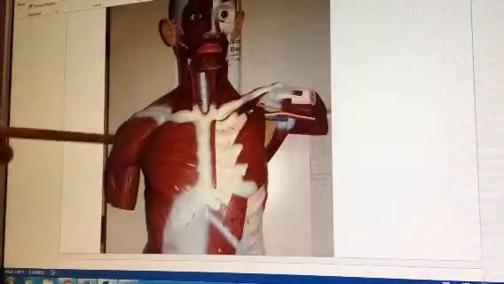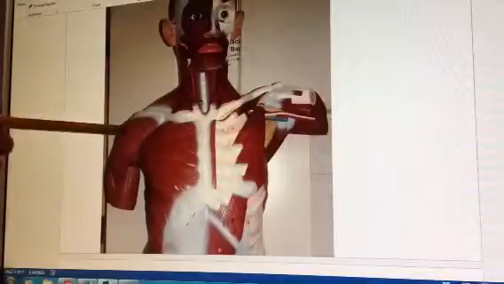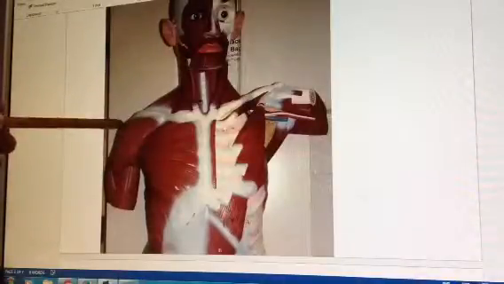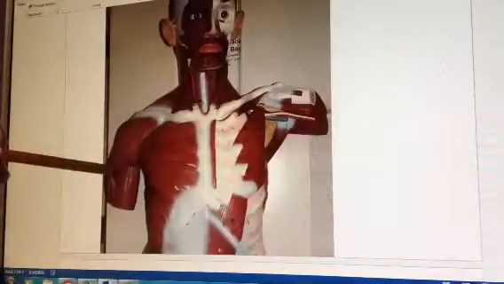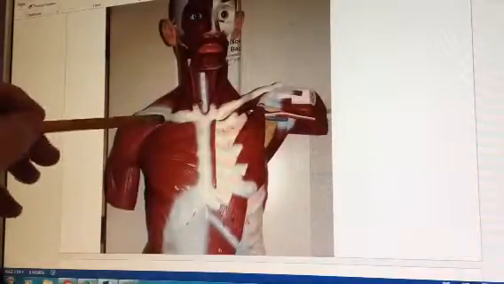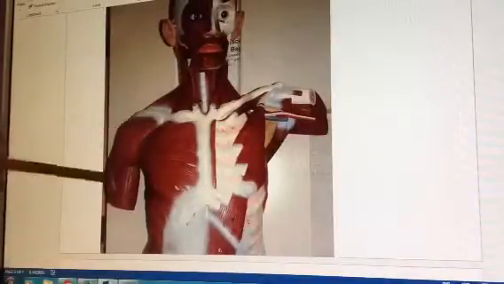Then we have the deltoid muscle over the shoulder. It's a triangular muscle and allows you to abduct the arm or to move the arm away from the midline. That's the deltoid muscle. It's a triangular muscle. That's where it gets its name deltoid, because it's like the Greek letter delta, which is a triangle. So it's wide here and pointed at the bottom, the deltoid muscle.